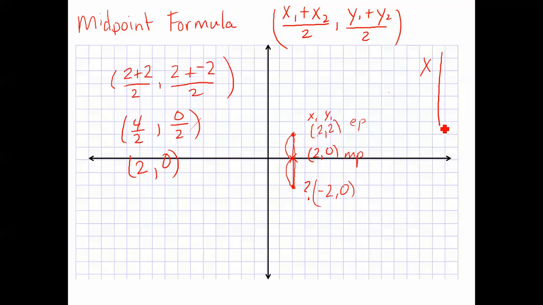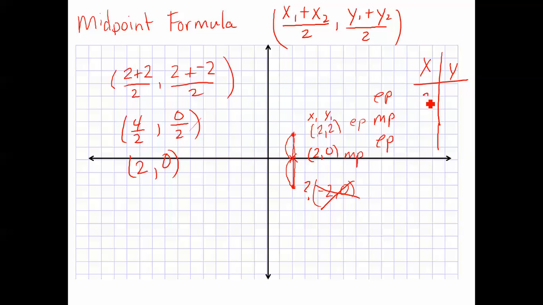But let's try doing that by the table. So again, we're supposed to have an endpoint, a midpoint, and an endpoint. The midpoint must go in the middle. So I label what I know, because this is what I'm trying to find.